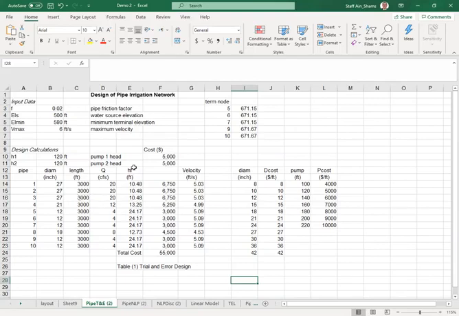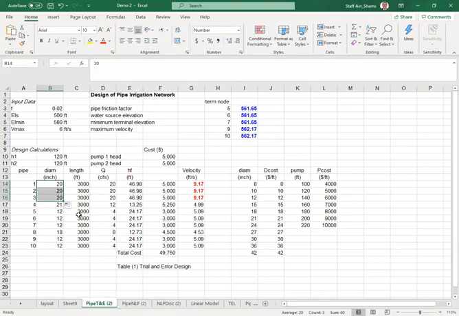Because this is a trial and error, we can change the diameter here. Say if you put 20, we'll find that the velocity is exceeded because we reduced the diameter. If we do the same thing for the first 3 pipes, we find that not only are the velocity constraints violated here, but also the constraints on the terminal node. And we keep changing the diameters.